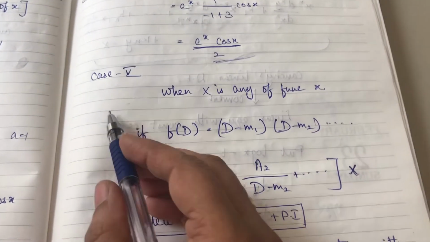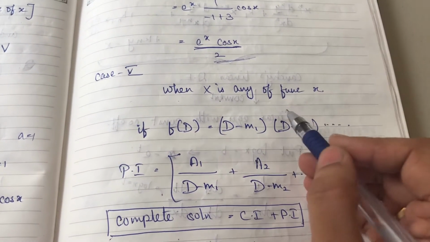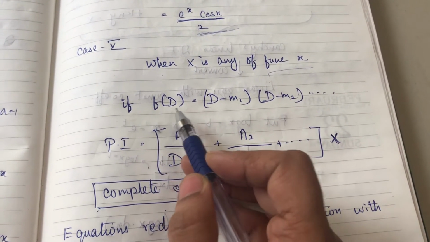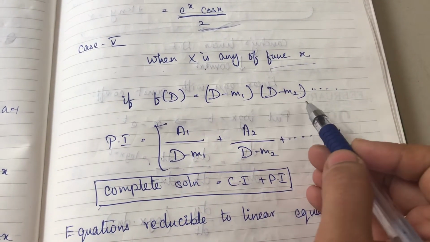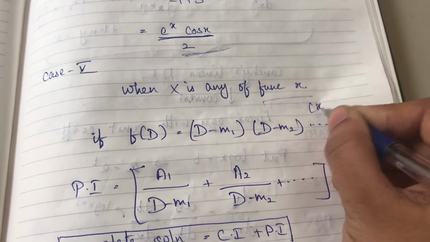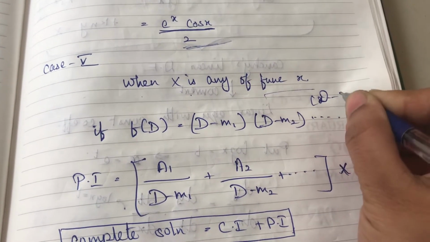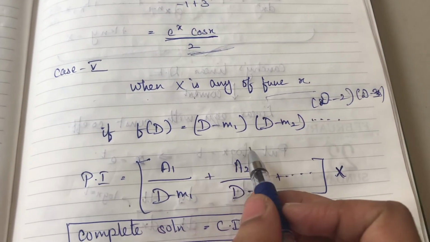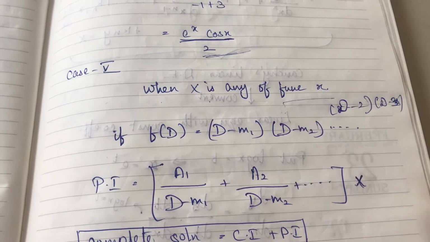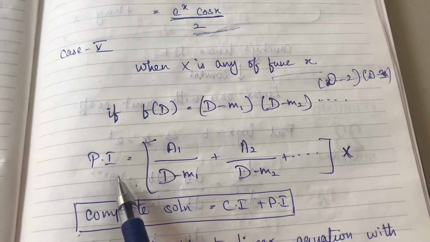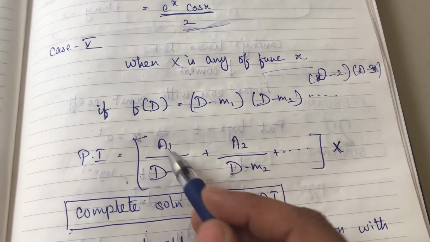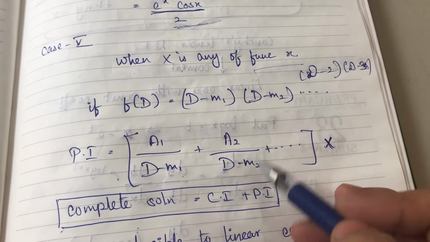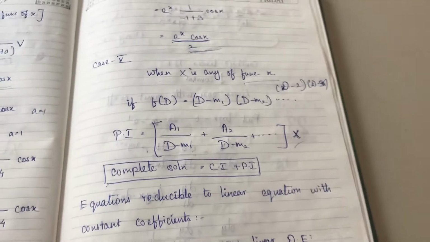And the last case is what? If x is any form of the function of x, you don't need to worry. If f of d is like d minus m1, d minus m2, because we will write the roots like d minus 2 and d minus 3 likewise. So the same thing here, d minus m1 into d minus m2 up to d minus something, it's going on. So the particular integral will be written as a constant a1 by this term d minus m1 plus a2 by this term, plus up to, into x. This is the particular integral.